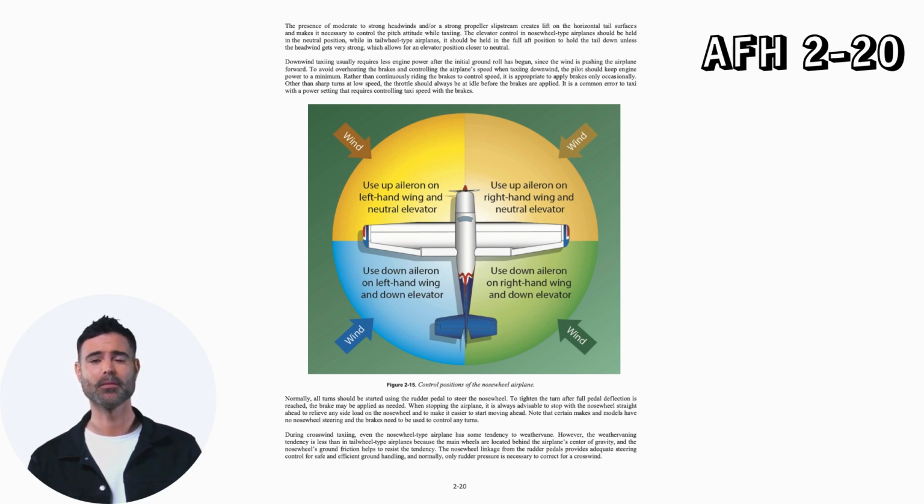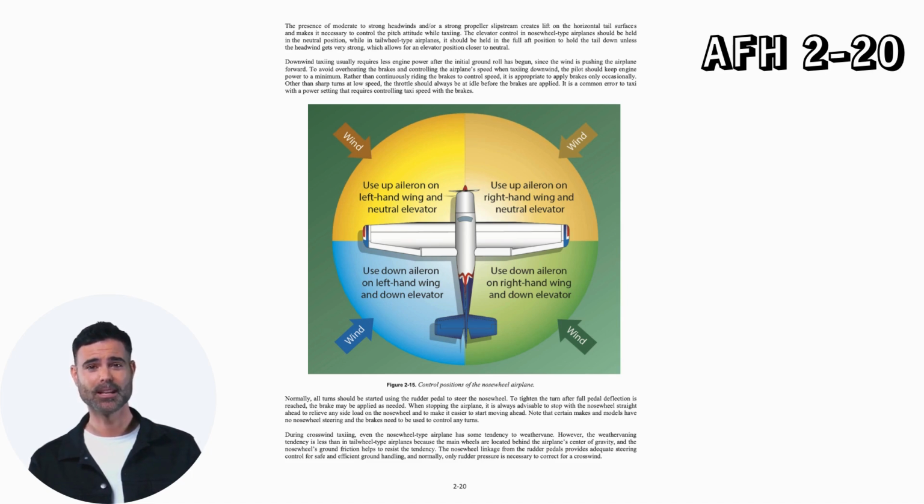To tighten the turn after full pedal deflection is reached, the brake may be applied as needed. When stopping the airplane, it is always advisable to stop with the nose wheel straight ahead to relieve any side load on the nose wheel and to make it easier to start moving ahead. Note that certain makes and models have no nose wheel steering and the brakes need to be used to control any turns. During crosswind taxiing, even the nose wheel type airplane has some tendency to weather vane.